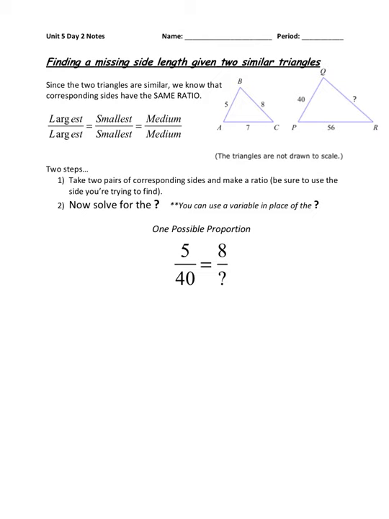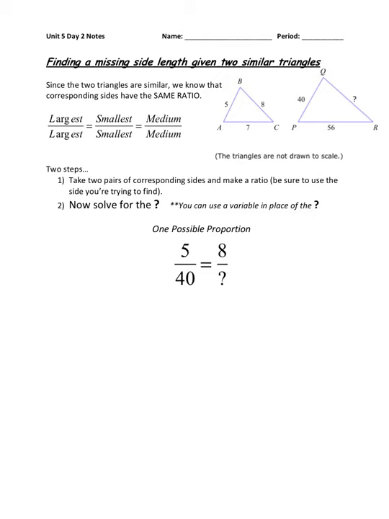Now you're going to find the missing side length given two similar triangles. We're going to use the information we have and do math. And I've told you this before. We know that the corresponding sides have the same ratio. Largest side to largest side, smallest side to smallest, and medium to medium. And I've told you before, use the same shape in the numerator for each ratio. Don't mix them up.